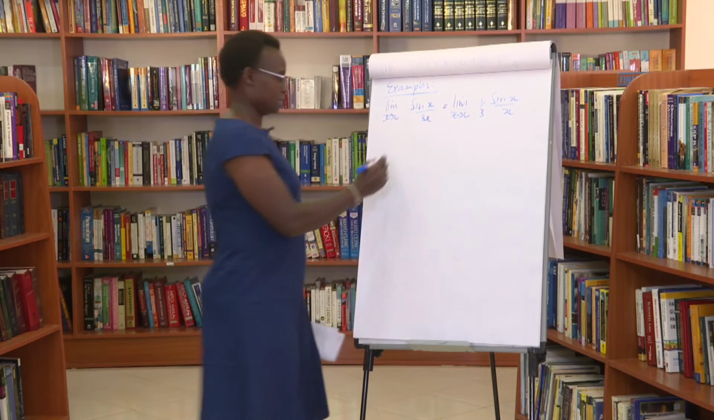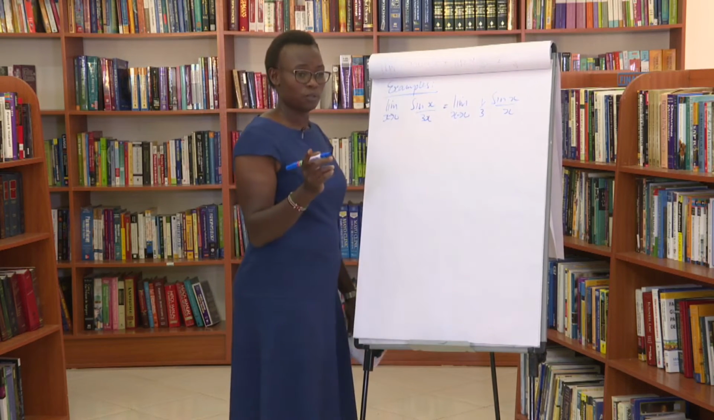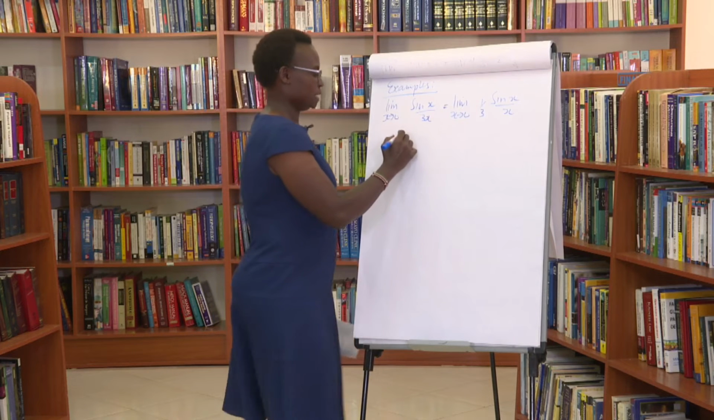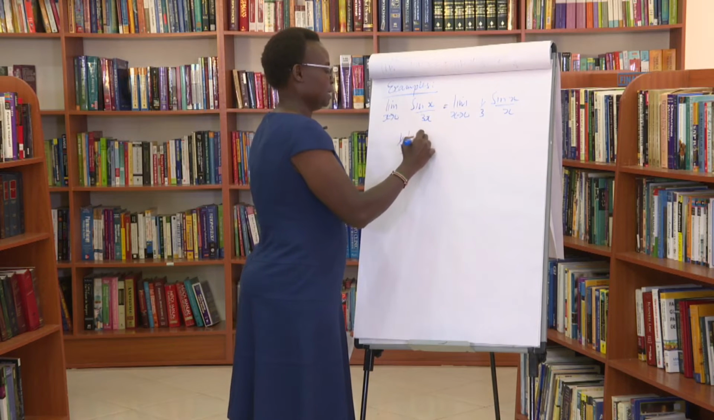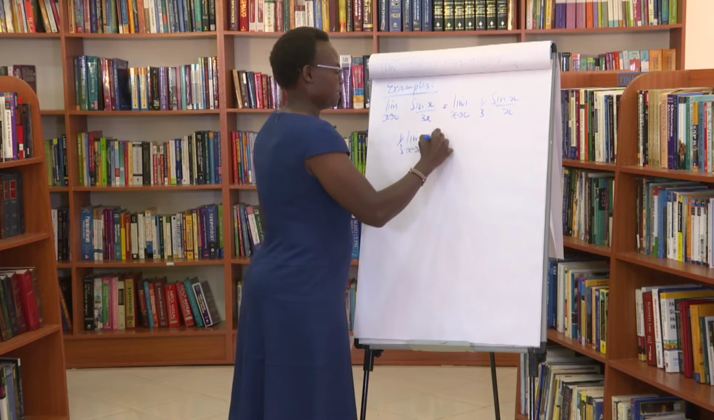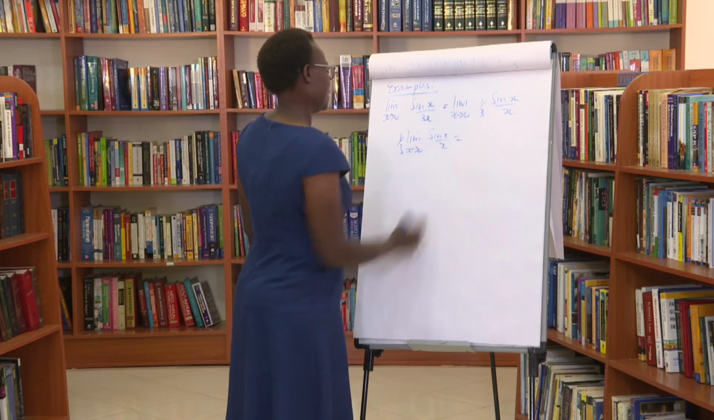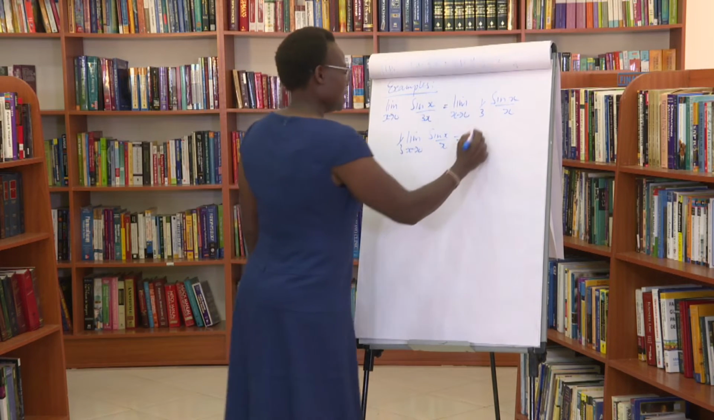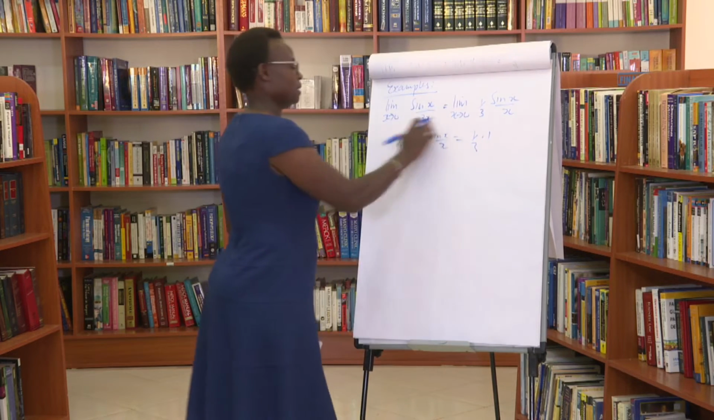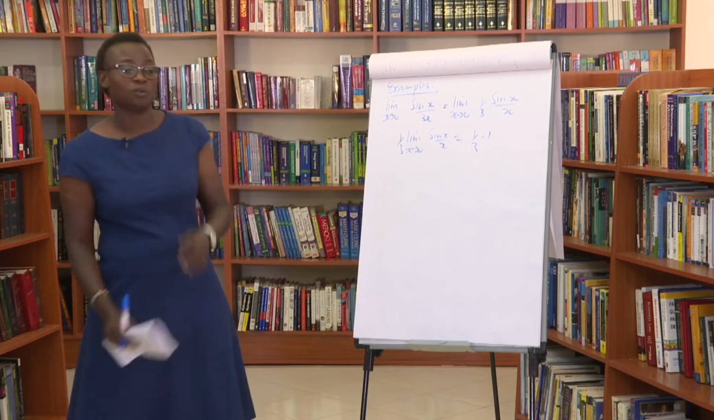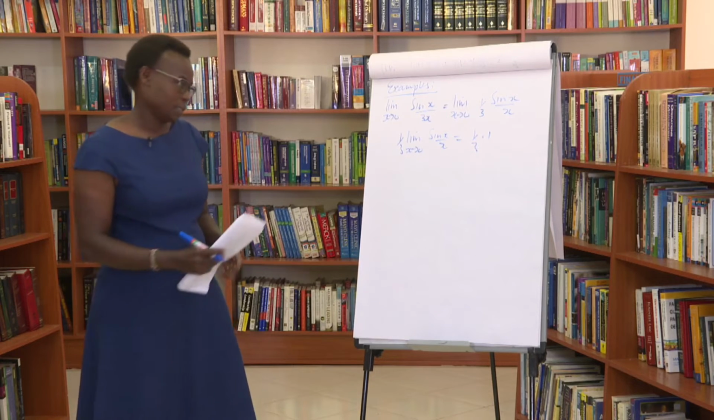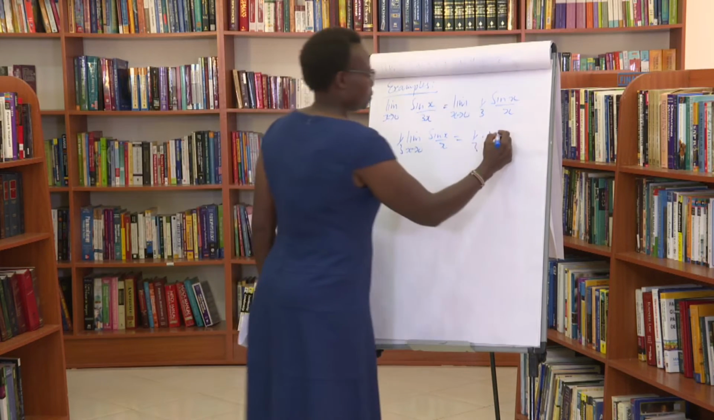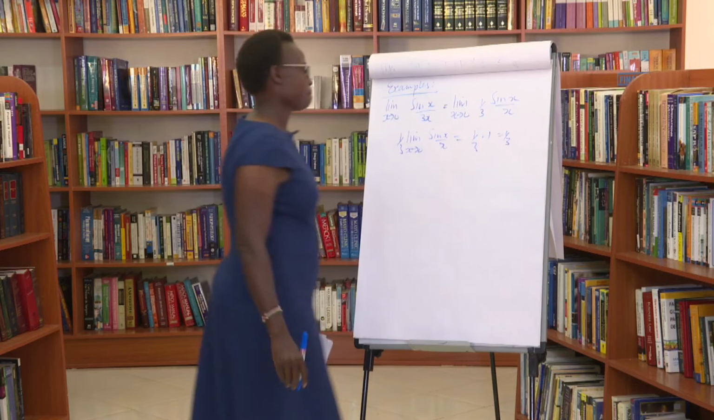In that case, from the rules of limits, that will give us a third times the limit as x tends towards 0 of sine x over x. Remember, the limit as x tends towards 0 of sine x over x is 1. So that would give us a third times 1, which will give us a third.